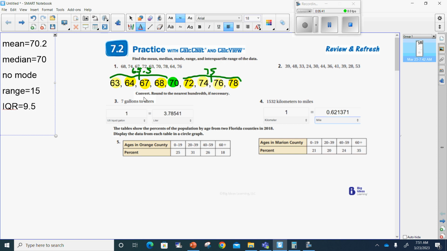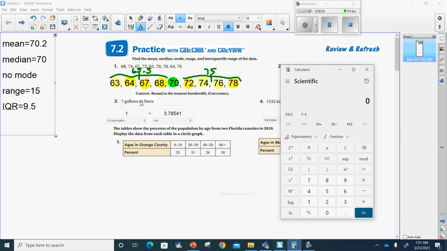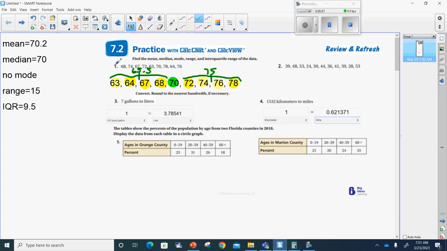So let's go on to number 3. It tells me to convert, rounding to the nearest hundredth if necessary. It says 7 gallons to liters, and I know that 1 gallon equals 3.7854 liters. I can simply put it in my calculator, but I guess the proper way to do this is to cross multiply. If I have 7 gallons equals x liters, and over here I have 1 gallon.